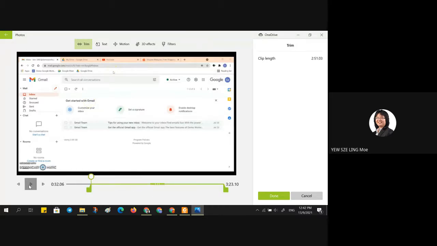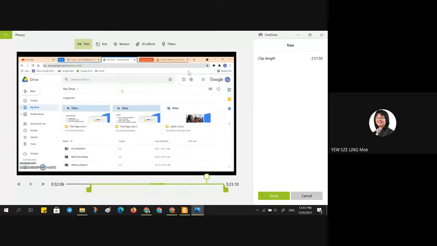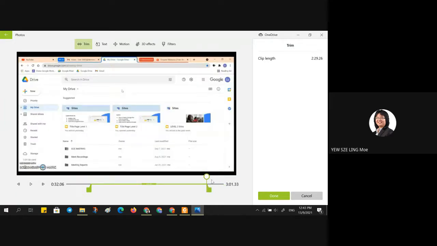And then after that, you play your video. You play, and then it goes. Maybe this is the end of your video. After that, there are some things that you don't need, that you don't want to include in your video. Then you put the ending marker, the end of the trim marker. You drag it until it stops right here.